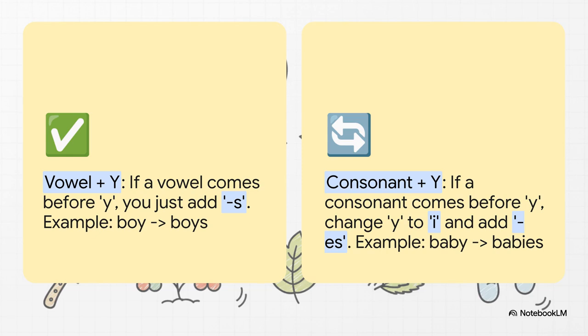If it's a vowel, A, E, I, O, U, like in the word boy, you just add an S. Easy. Boys. But if it's a consonant, any other letter, like the B in baby, that's when you do the switcheroo. You change that Y to an I and add ES, so you get babies.